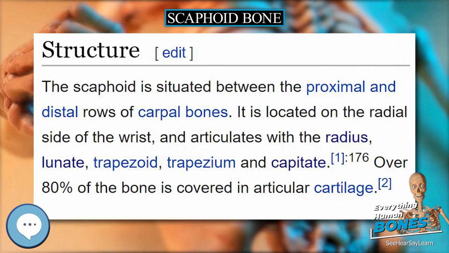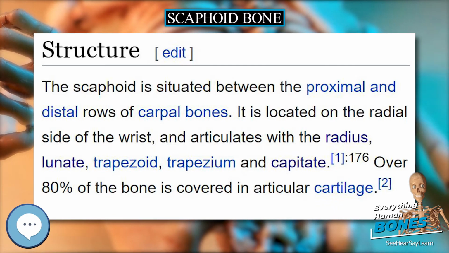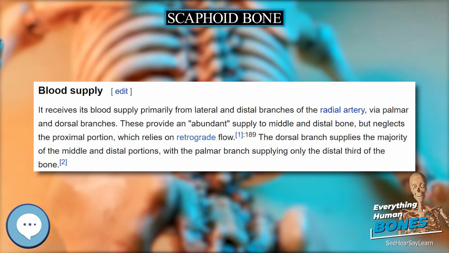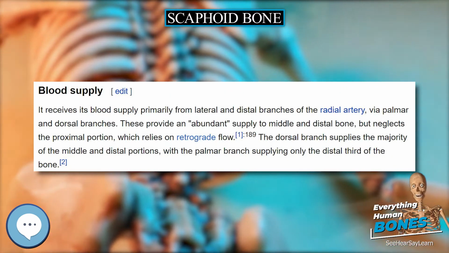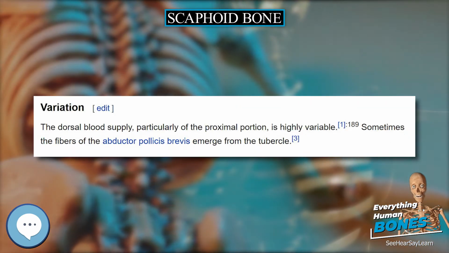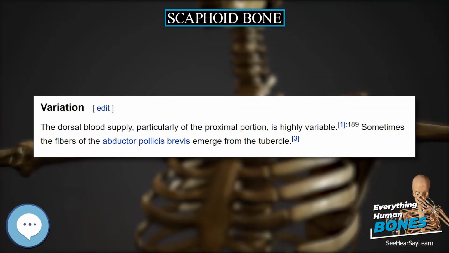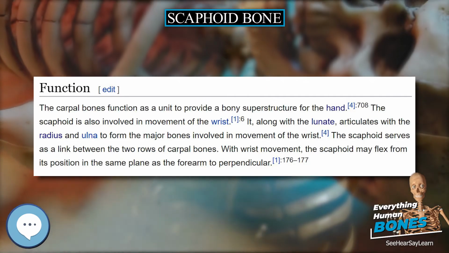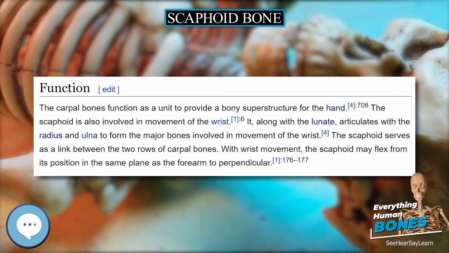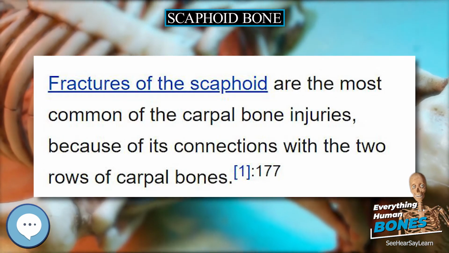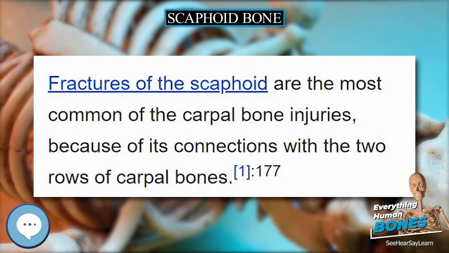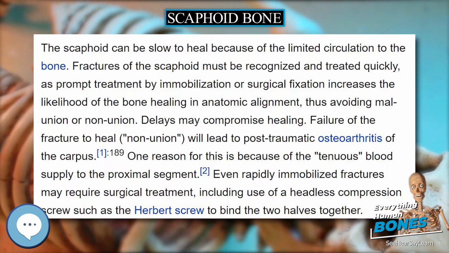Blood supply. It receives its blood supply primarily from lateral and distal branches of the radial artery, via palmar and dorsal branches. These provide an abundant supply to the middle and distal bone, but neglect the proximal portion, which relies on retrograde flow. The dorsal branch supplies the majority of the middle and distal portions, with a palmar branch supplying only the distal third of the bone.